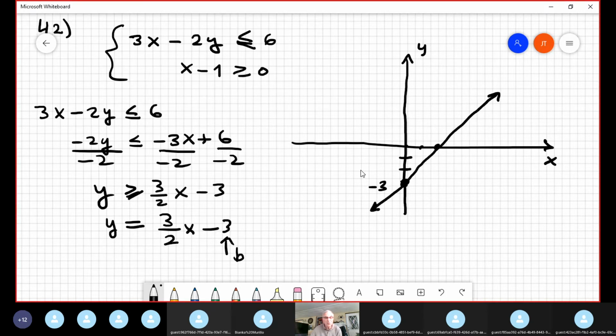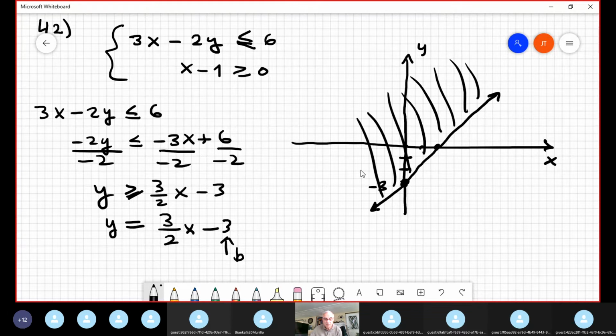Good. And what part do you shade? Above the line or below the line? Above. Exactly. And we are doing a weird highlight like that, not elegant, because I know the partial answer.